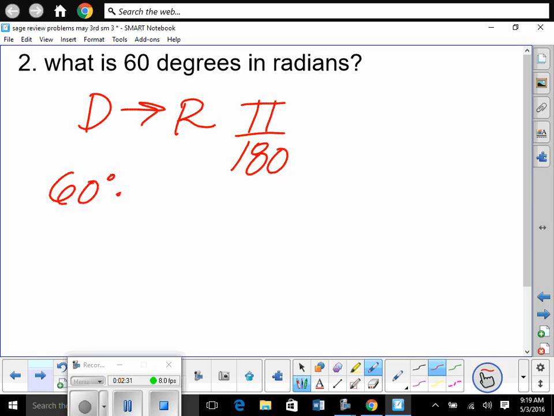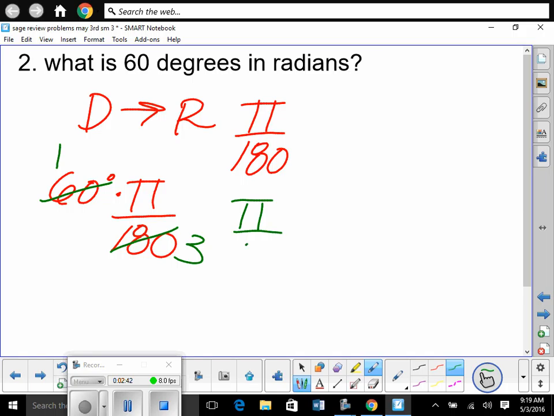So it says, what's 60 degrees in radians? We'll take 60 degrees times pi over 180. You will not type pi into your calculator. Do 60 divided by 180. That becomes a 1, that becomes a 3, right? So that's pi thirds.